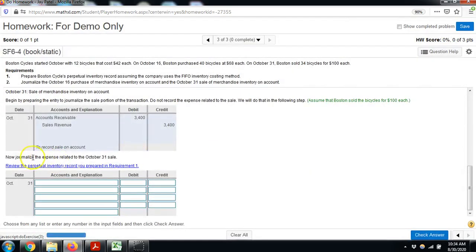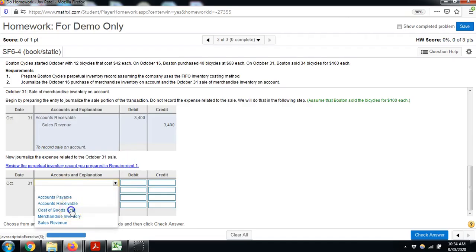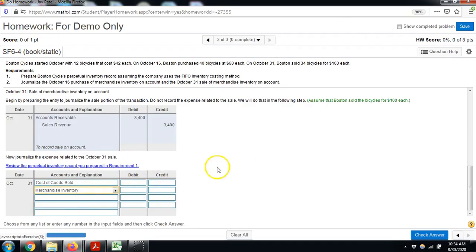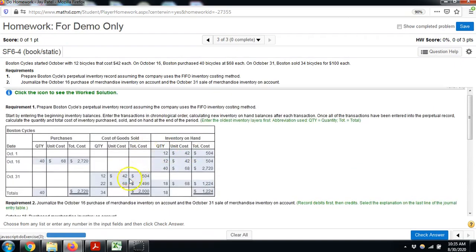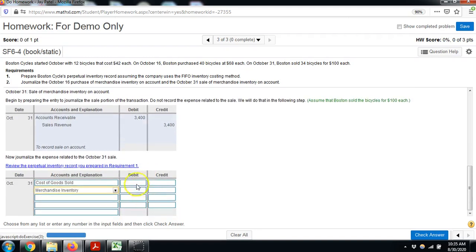Okay, and now, just like in chapter 5, we're going to have to do the inventory expensing. So we're going to have cost of goods sold, and we're going to reduce our inventory balance. Before, in chapter 5, we were just told the number. Now we have to go back and look at how we calculated our cost of goods sold. For this transaction, we calculated cost of goods sold by selling 12 of these and 22 of these. And so this is our total cost of goods sold, and it's $2,000.